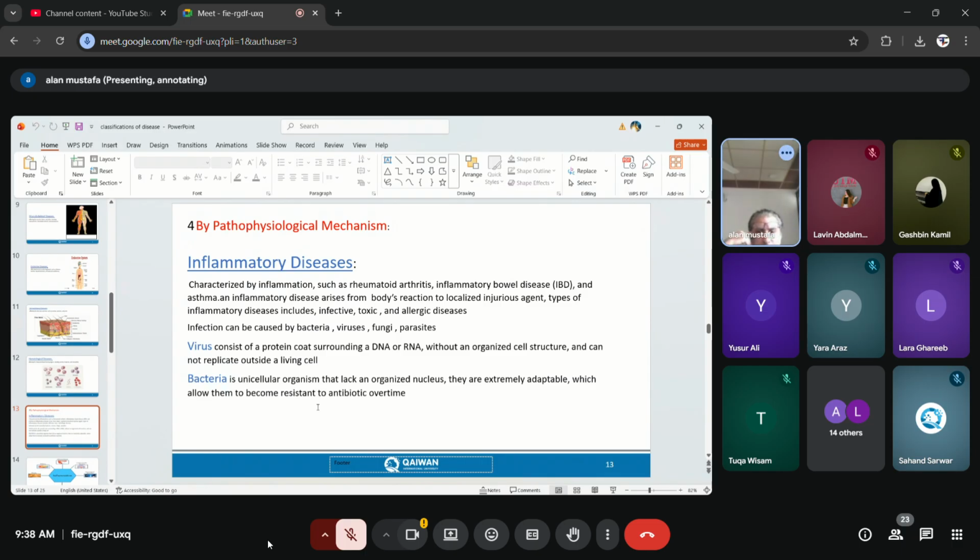So viruses generally are smaller in size. Usually we have DNA or RNA viruses. We cannot say they have an organized cell structure, but bacteria are larger. They are unicellular, one cell. Bacteria are very adaptable. What is the meaning of this?